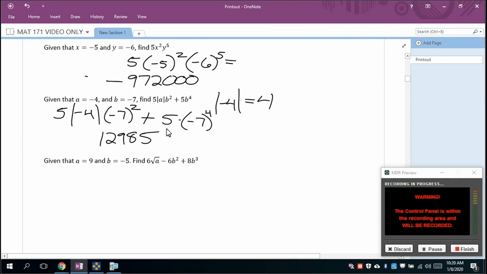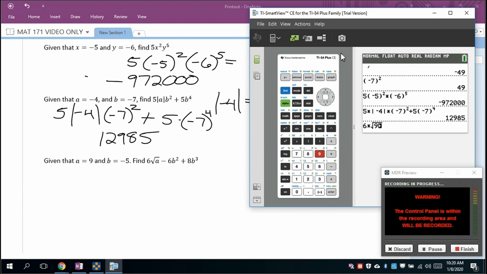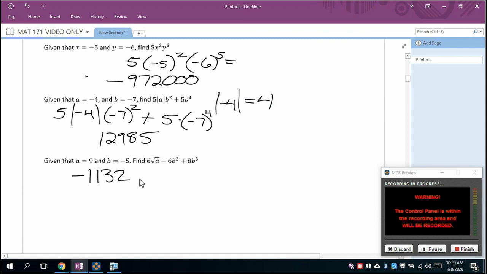And we get 12,985. Now, given that a is 9 and b is negative 5, 6 times the square root of 9 minus 6 times negative 5 squared, and again we're going to put that negative into a parenthesis, plus 8 times negative 5 raised to the third power. And we get negative 1,132. So, not a bad deal with this.